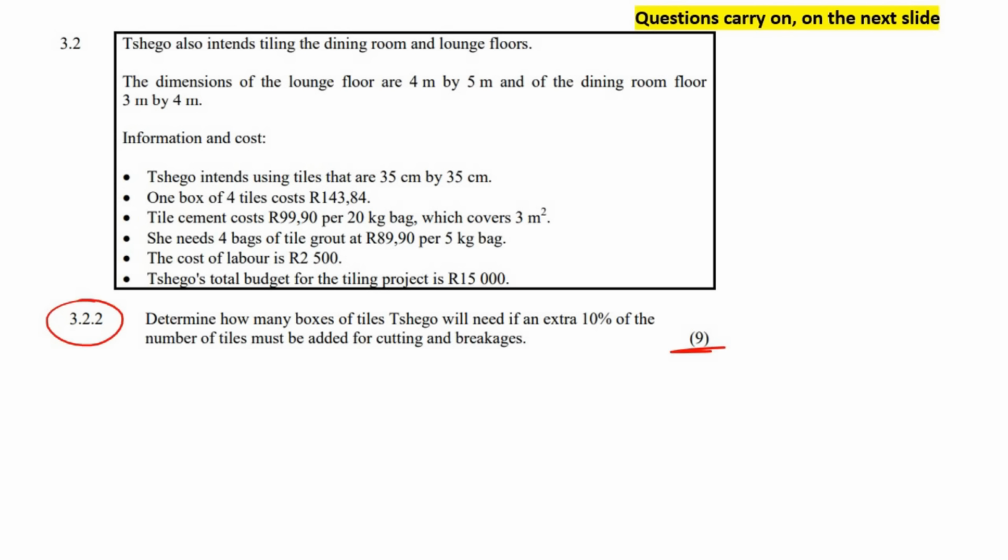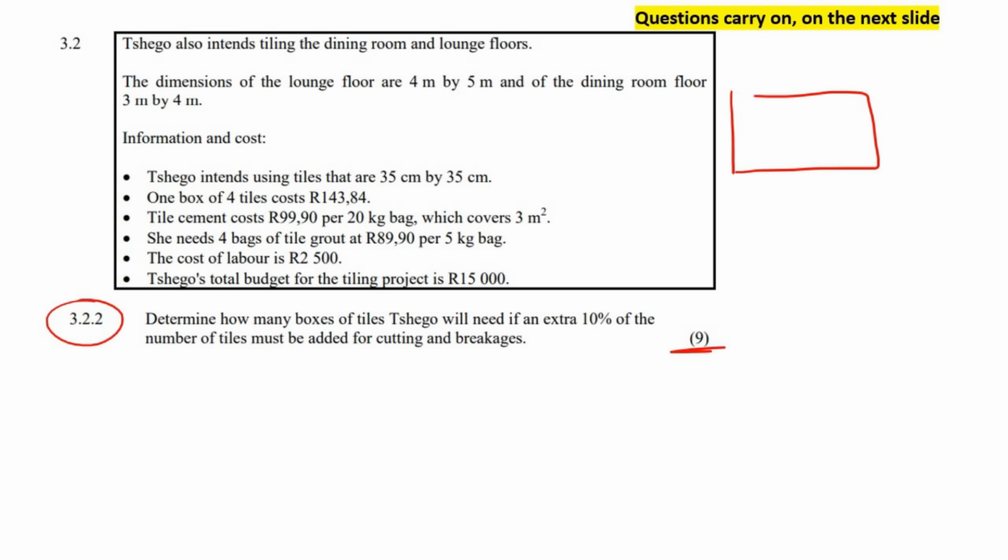So this question says, determine how many boxes of tiles. This is for 9 marks, so this one's going to be quite involved. Determine how many boxes of tiles Shecho will need if an extra 10% of the number of tiles must be added for cutting and breakages. Does that make sense? Let me explain that to you.